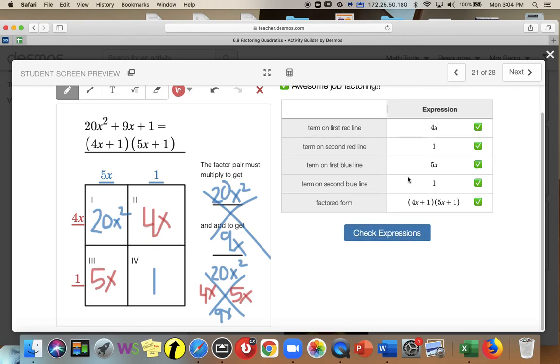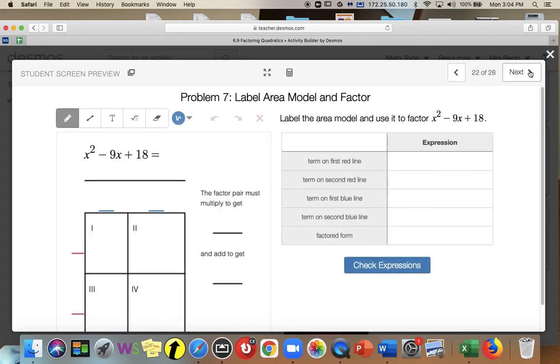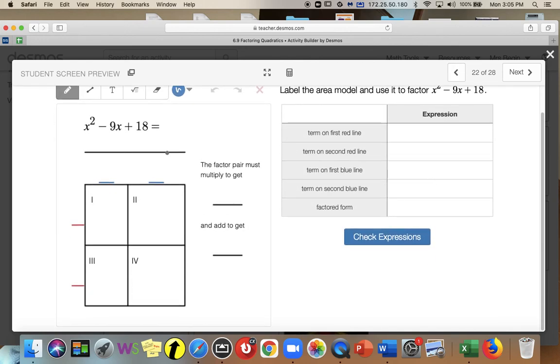This is our answer. Okay, so the rest of the slides, you're going to draw in and solve. How many more do we have? Okay, I'm going to do one more. Since we have so many, let's just do one more together, and the rest you're going to do on your own. So this one right here, x squared minus 9x plus 18.